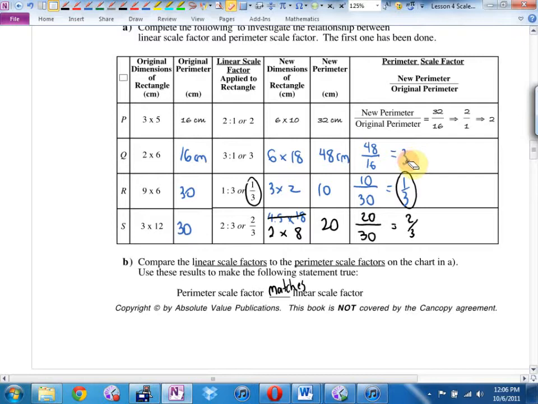What we noticed was if you had a 3-to-1 scale factor, you had a 3-to-1 perimeter scale factor. And the way to calculate the perimeter scale factor was new perimeter divided by old perimeter.